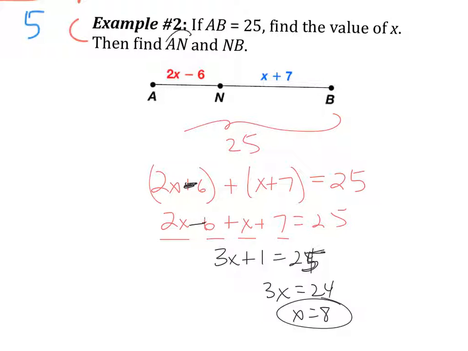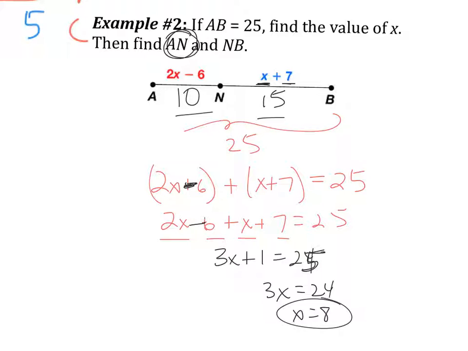The question says, what's the length of AN? What's the length of AN? 10. Okay, if AN is 10, that means if I plug in the 8 for the x and add 7, I should get 15, and that 10 plus 15 is 25. Is that correct? Yes. All right.